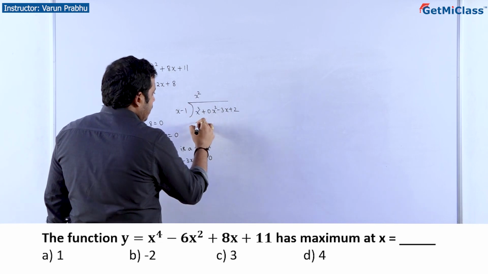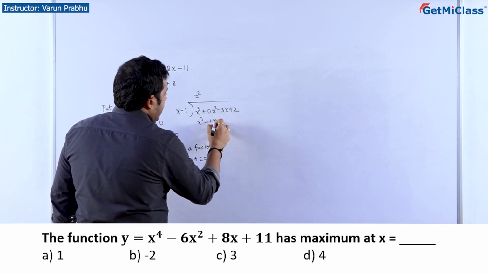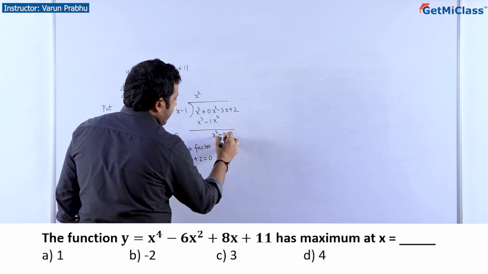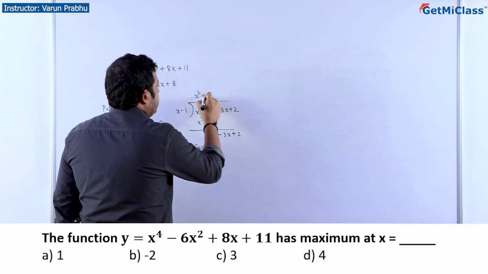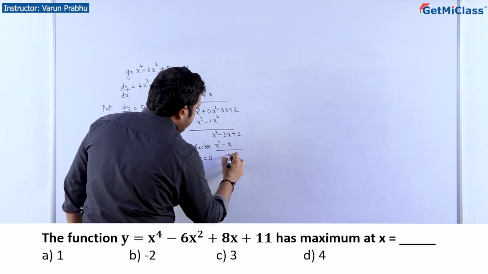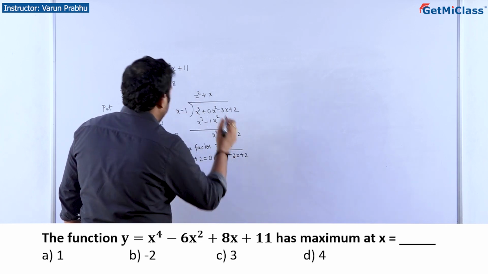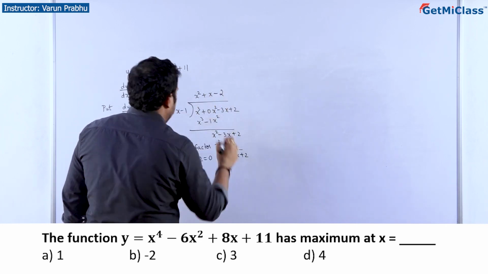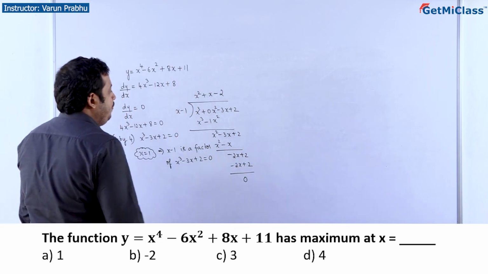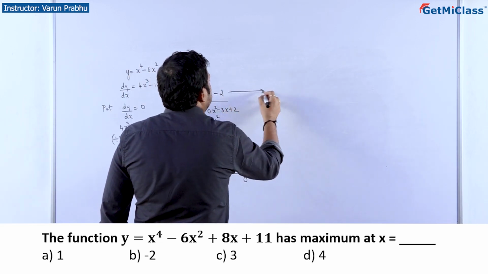x square, x cube minus 1x square. So minus plus, this is nothing but x square minus 3x plus 2, plus x square minus x. So what is the answer that we get? Minus 2x plus 2. So minus 2. So the answer will be minus 2x plus 2. So what is this answer? 0.